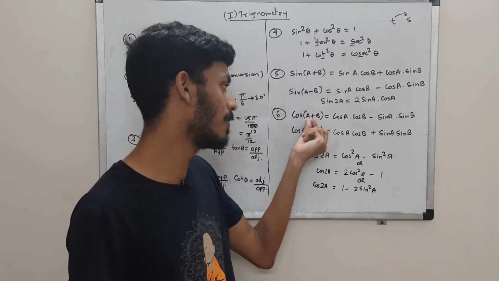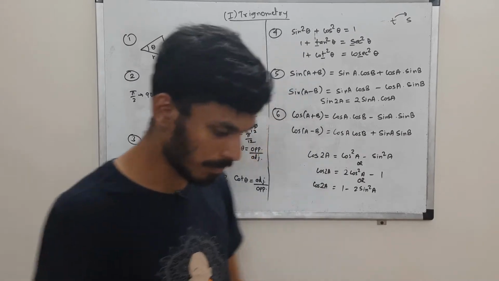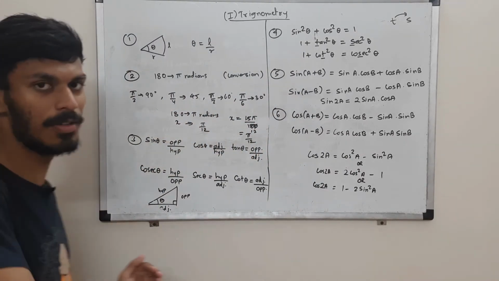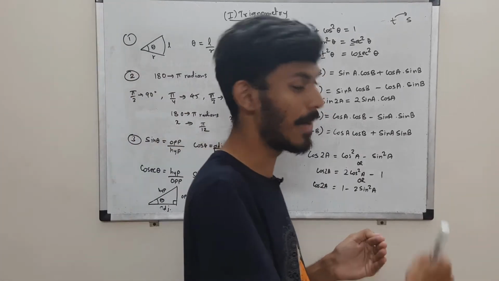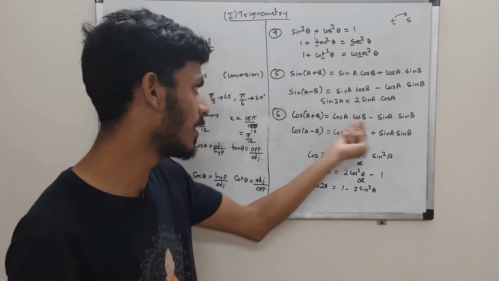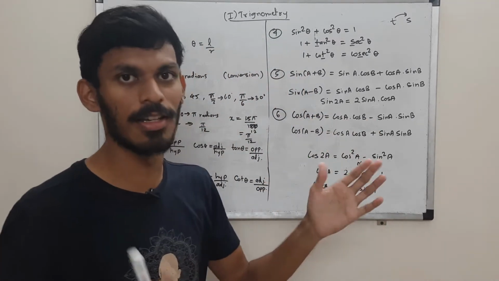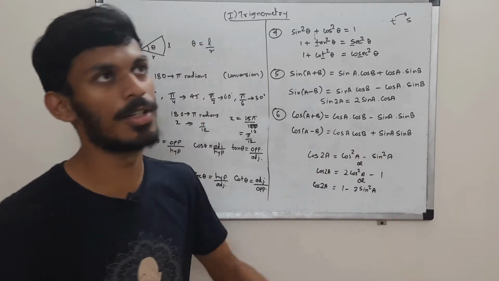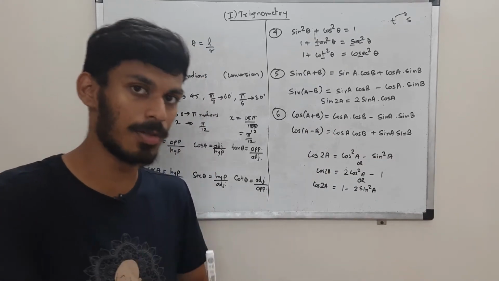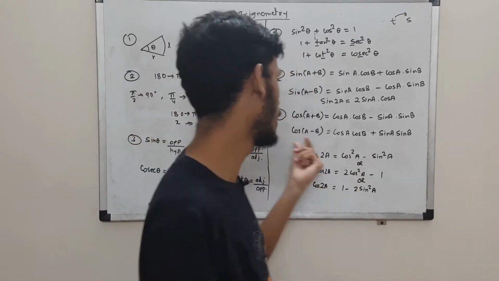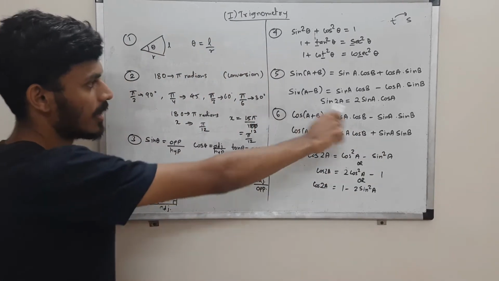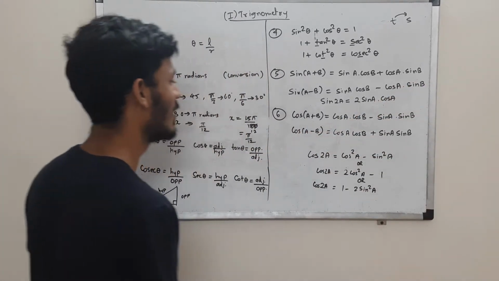For a plus in between, you'll get minus. So cos a plus b will be cos a cos b minus sin a sin b. The sign will change, and cos is cos cos sin sin. Cos a minus b will be cos a cos b plus sin a sin b. For sin, the sign will be the same. For cos, the sign will change.